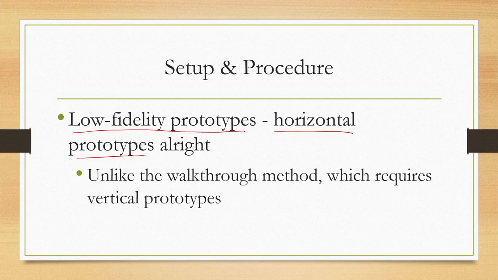But even if we have a vertical prototype, we do not need to specify any specific task scenario. So, for a vertical prototype, task scenarios need not be specified, anything is fine, but typically heuristic evaluation is used for horizontal prototypes. This is in contrast to the cognitive walkthrough method, where we rely mostly on vertical prototypes.